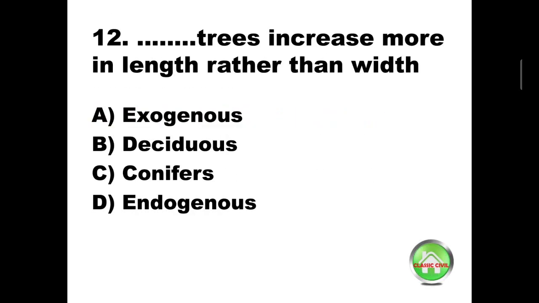Question number 12. Dash trees increase more in length rather than width. Option A, exogenous. Option B, deciduous. Option C, conifers. Option D, endogenous. Dash trees increase more in length rather than width. Answer is option D, endogenous.